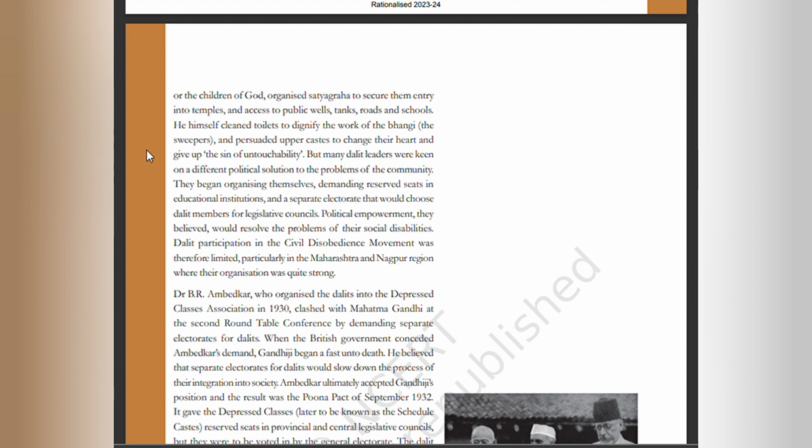But many Dalit leaders were keen on a political solution to the problems of the community. They began organizing themselves, demanding reserved seats in educational institutions and a separate electorate that would choose Dalit members for legislative councils. Political empowerment, they believed, would resolve the problems of their social disabilities. Dalit participation in the civil disobedience movement was therefore limited, particularly in the Maharashtra and Nagpur region, where their organization was quite strong.